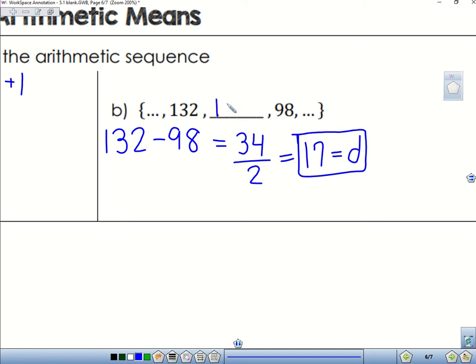I mean, you could do both ways if you add from the 98, right? Exactly. Good job. Yep. You got the idea. And if you subtracted the other way around, you would have got a negative, and then you could have added the negative. So there's a lot of options. And then you can subtract 17 again to make sure you get 98 as well. So do I have any questions on the arithmetic mean?